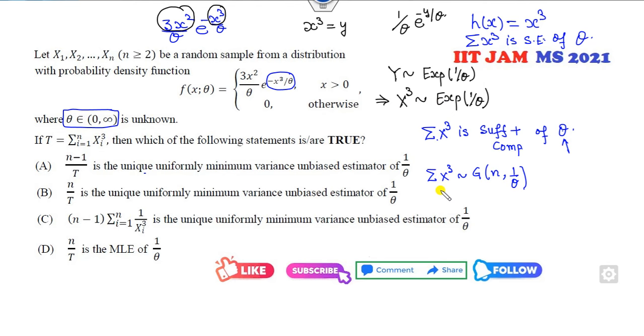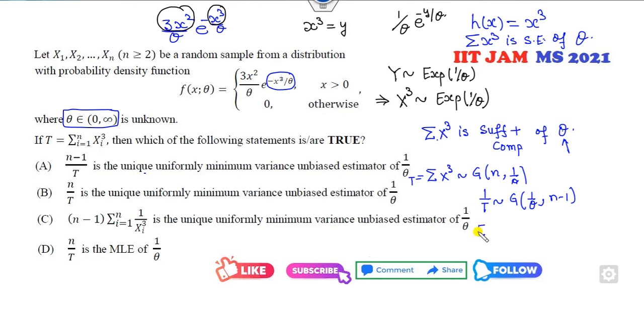Now if this is my T, and I find the expected value of T, it is n over 1 over theta. So it is n into theta, but we need 1 over theta. So what I can do is take the reciprocal. So 1 over T will follow an inverse gamma distribution, with 1 over theta and n minus 1.